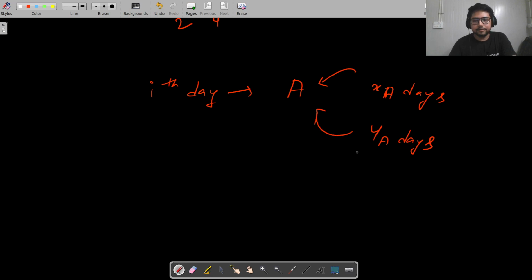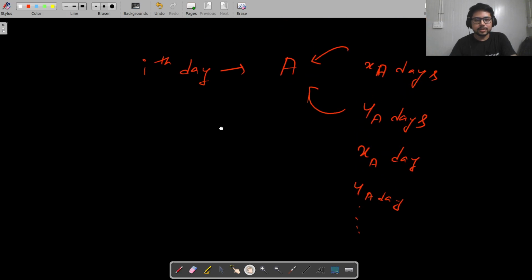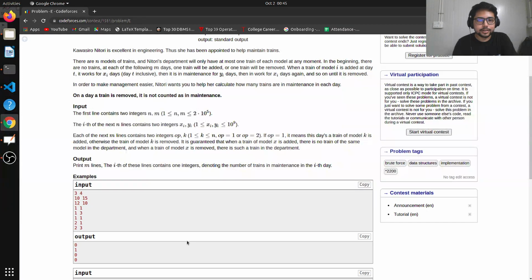Then, if it's still present in the department, it will again work for xa days, and after completing xa days it will again rest for ya days, and the process will keep repeating like that. One important thing to note is that on the day it is added, it also works that day. Something to keep in mind as we go ahead. Let's read more.